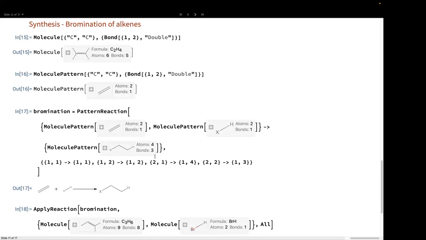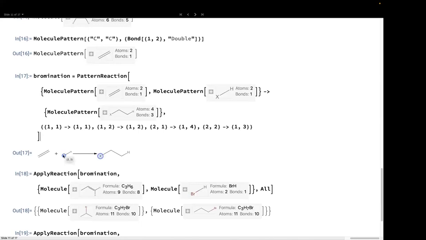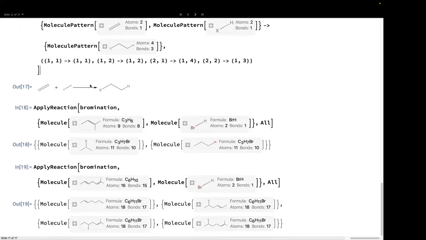And we pass in information of which atom is which between the reactants and products. When we evaluate that, we get this object where you can see where the atoms came from in the synthetic reaction. And then we can apply this pattern reaction to a set of molecules.